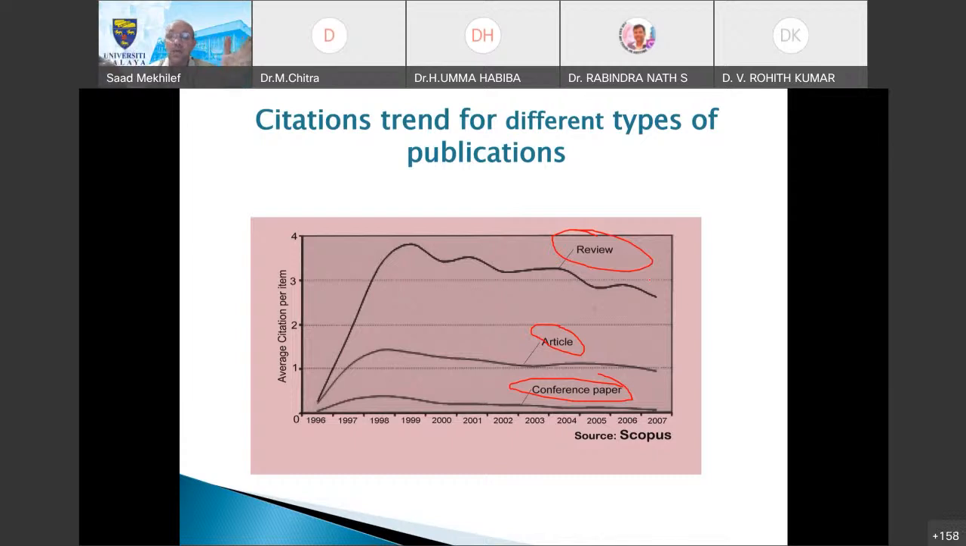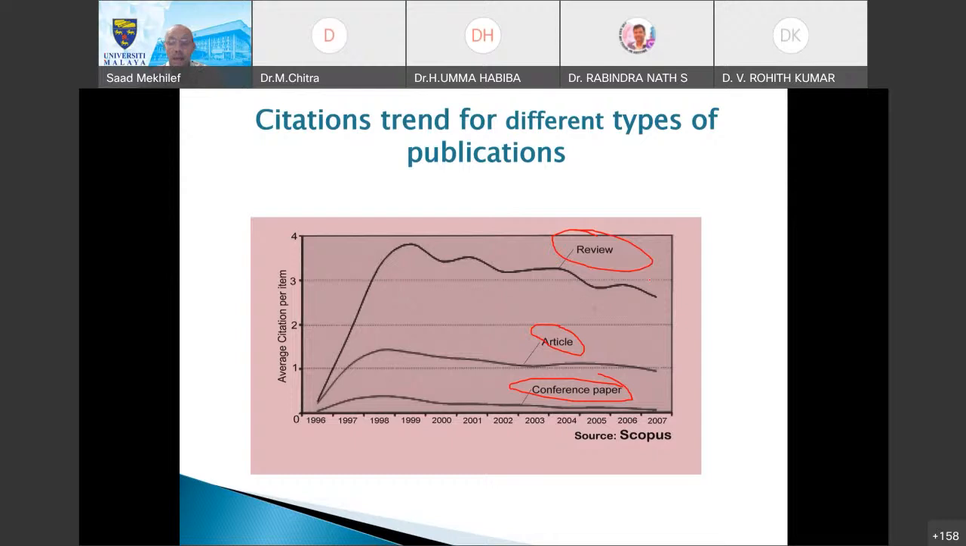That's why, for example, I can give you an example of one of the journals in my area, Renewable and Sustainable Energy Reviews. The impact factor is almost 15 now. Two years, three years back, it was only 6 or 7. Then it suddenly jumped to 15. So this is why review papers are attracting a lot of citations, and it makes sense.